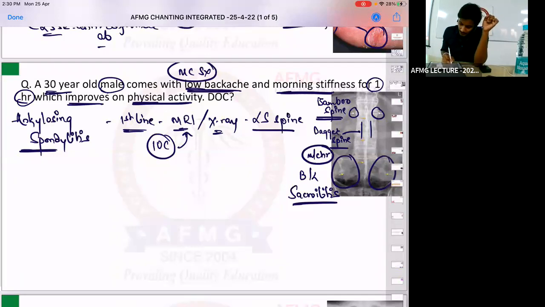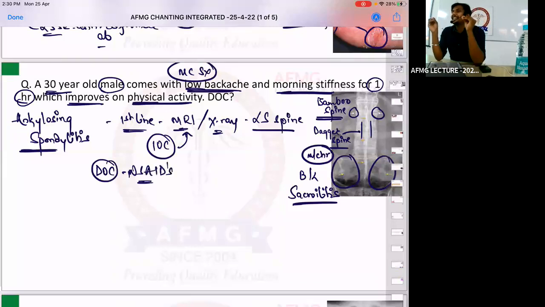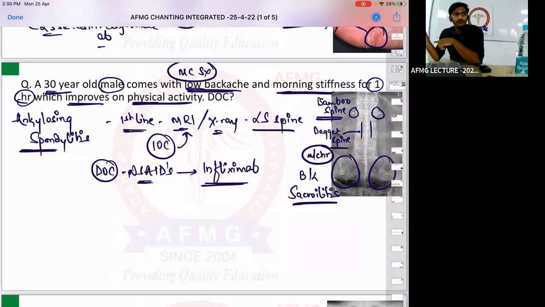What is the drug of choice? If I ask you the first line management, it is definitely NSAIDs, non-steroidal anti-inflammatory drugs. But if the patient is not improving on NSAIDs, then we can give biologicals like infliximab. If we give two NSAIDs and the patient is still not improving, then we give infliximab to the patient.